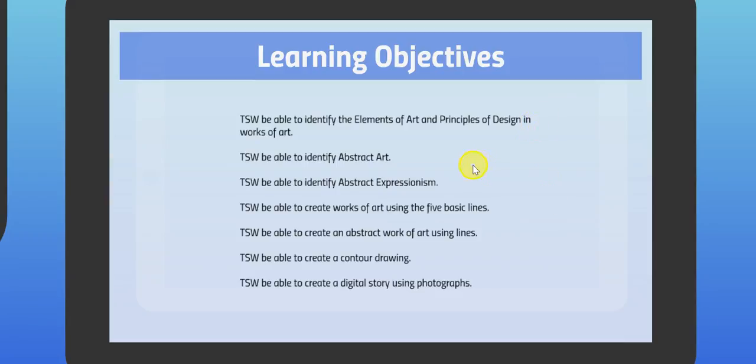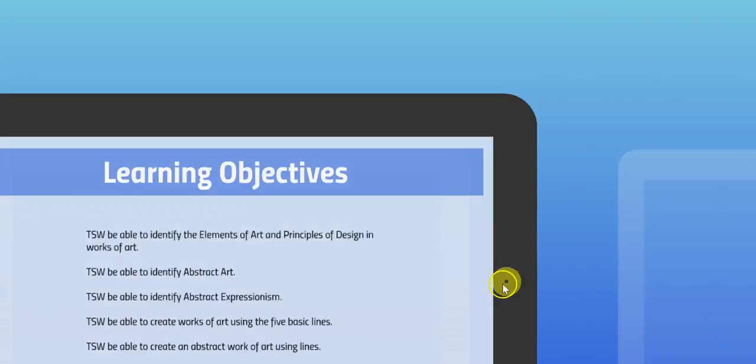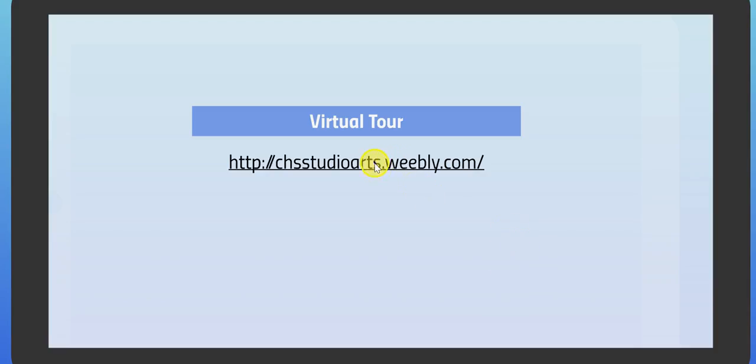The learning objectives: they're going to be able to identify the elements of art and principles of design in an artwork. They're going to be able to create abstract art, abstract expressionism. They're going to be able to create works of art using the 5 basic lines. They're going to be able to create abstract work using lines. They'll be able to create a contour drawing, and they're going to be able to create a digital story using photographs. So I'll go ahead and take you on a tour of the Weebly site.